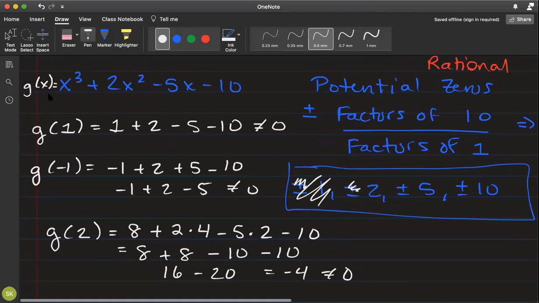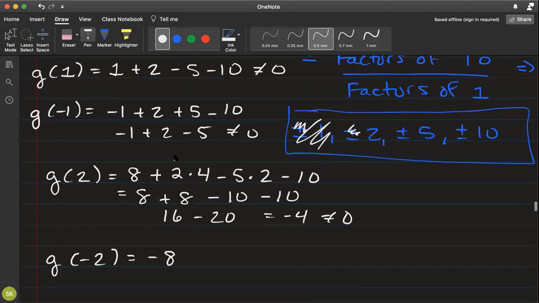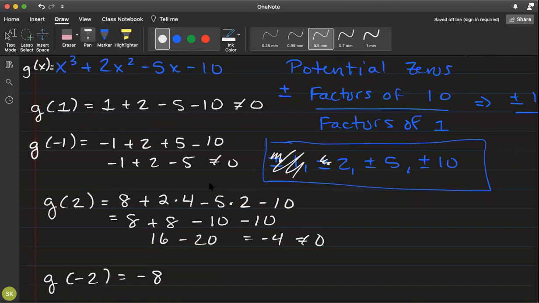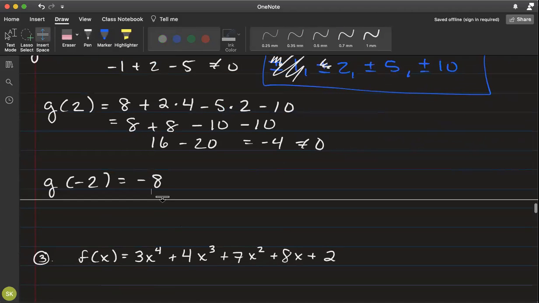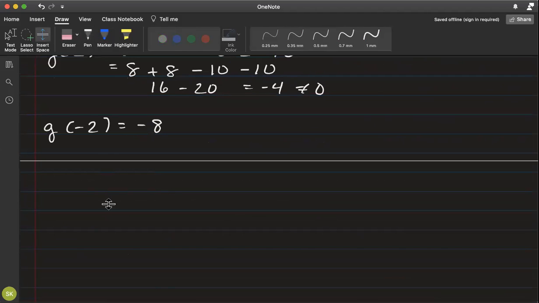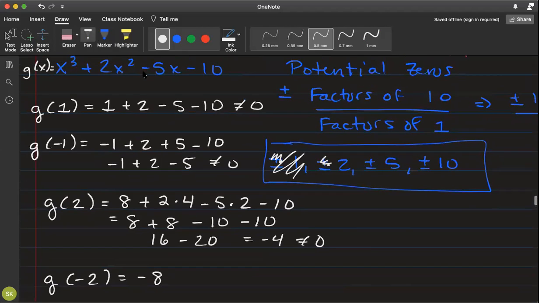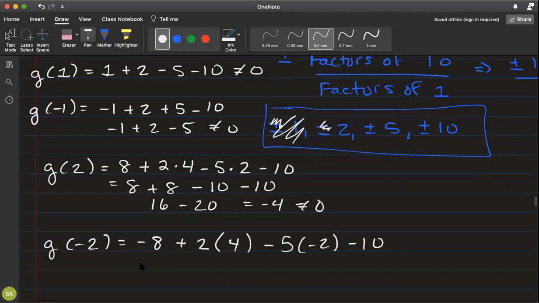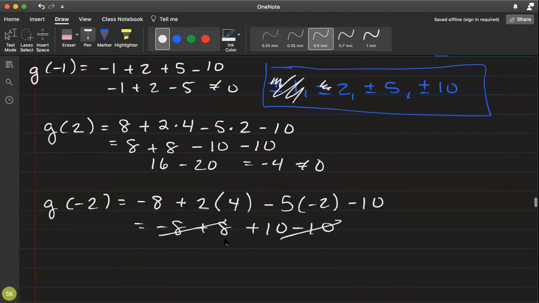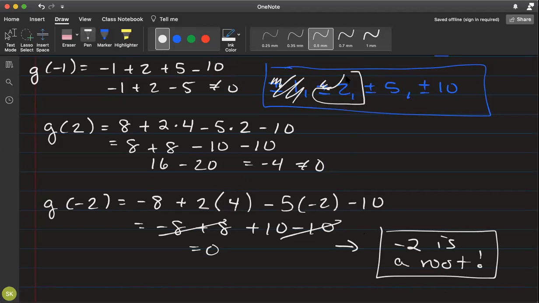We're going to plug in -2 into the function. What are we going to get? -2 cubed is -8. Then we have, let me zoom out a little bit. And I also want to put some space here. All right, and then we have plus 2 times a negative 2 squared, which is 4, minus 5 times a negative 2, minus 10. So you'll see that this is negative 8 plus 8, plus 10 minus 10. These cancel, and we get 0. So negative 2 is a root. Okay, we found one root.